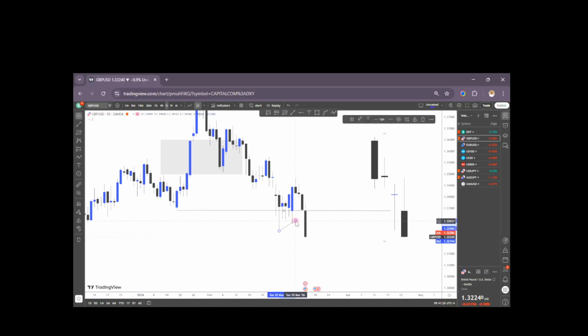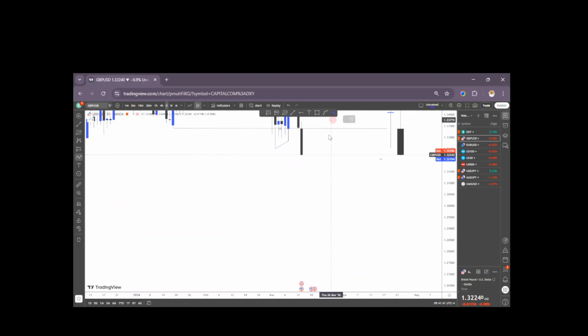An SMT is a smart money divergence, where we expect, because Euro USD and GBP USD are positively correlated pairs, that if Euro USD is making a higher high like that, we also expect to see GBP USD do the same. We also expect GBP to do the same because they are positively correlated pairs and they move in the same direction.